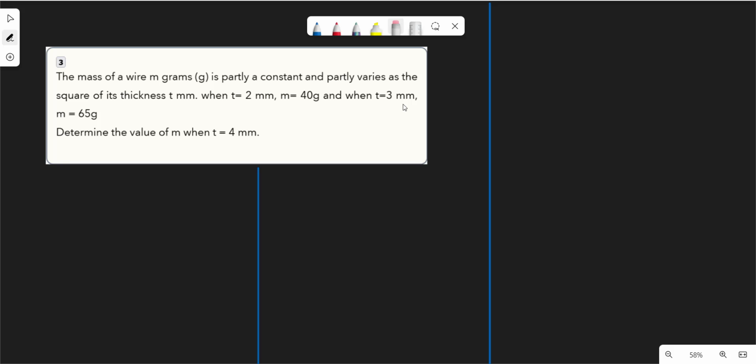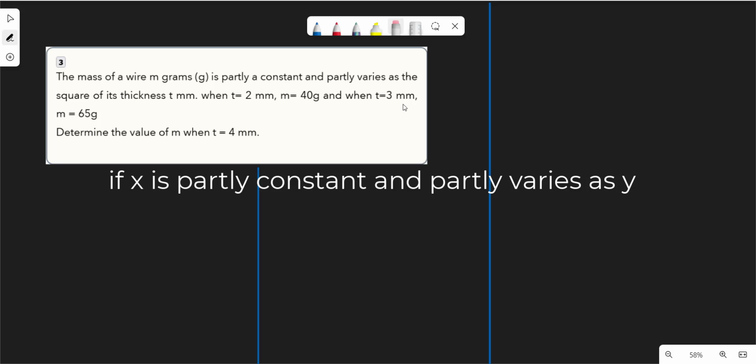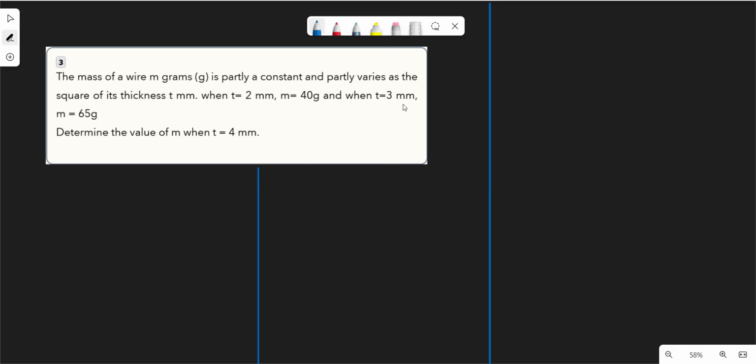Partial variation consists of two or more parts added together. Let me explain further. If two variables x and y are given, and you're told that x is partly constant and partly varies as y, then the equation that you need to write is x equals a plus ky, where a and k are constants.